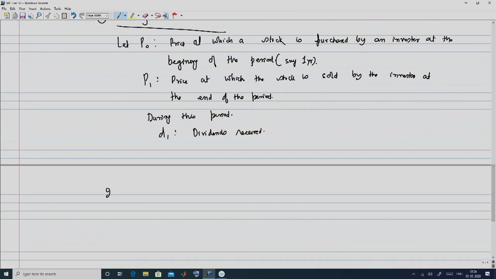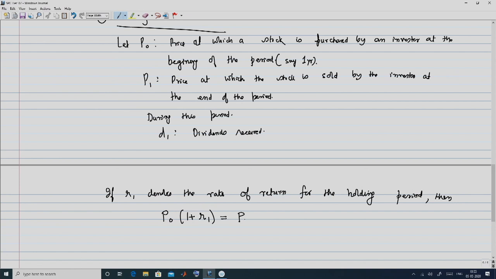Then, if the notation R1 denotes the rate of return for the holding period, that is from 0 to 1, then what does it mean? It means that if you make an investment of P0, at the end of the period it will grow by a factor of 1 plus R1, and this is the same as the final amount of money P1 that you have received plus D1, which is your dividend return.